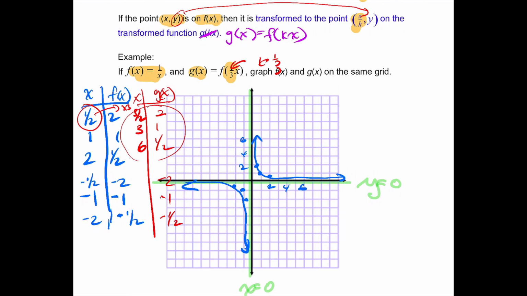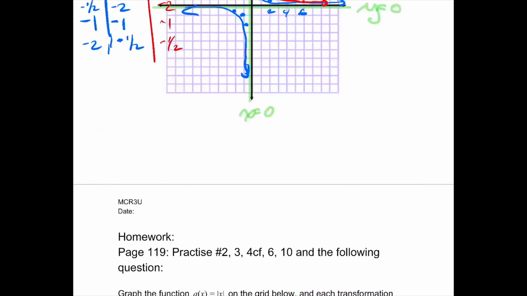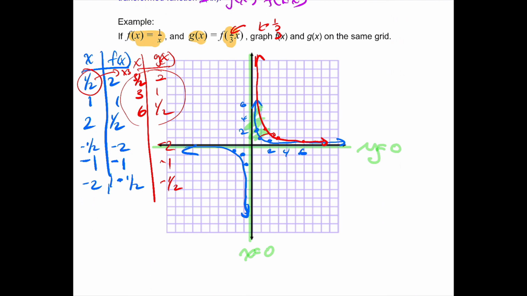So 3 comma 1 would be right here. In other words, this point has transformed to that point over there because we multiplied it by 3. Likewise, we're going to have 6 and 1/2, which would be over here. And then we have 1 and 1/2 comma 2, which will be right there. Because it has the same asymptotes, we're going to start to draw the lines. So it's going to get closer and closer to it, but not touch it. Okay, so we can see over here there's a little bit more space between our curve and our asymptote.